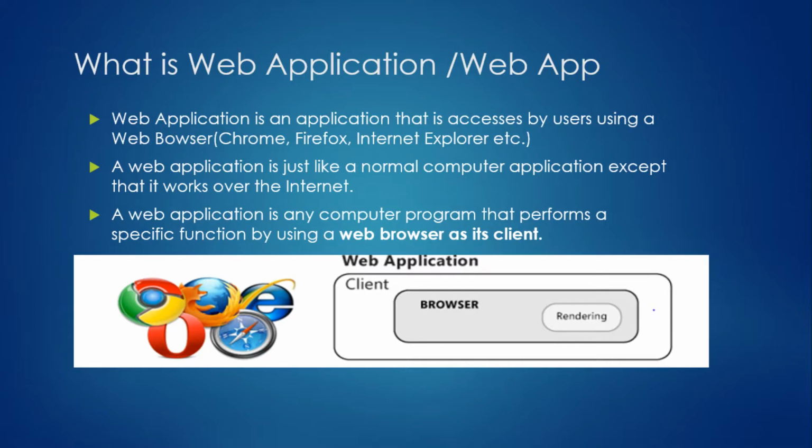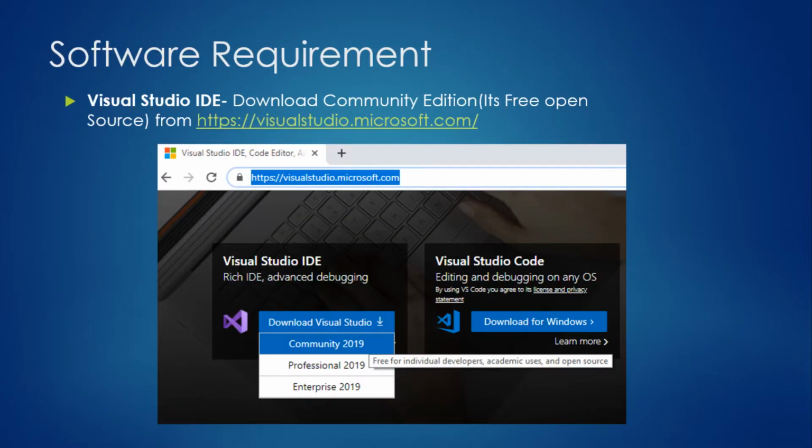So that is about the web application framework, we will learn in detail in coming videos. Then next we learn about the software requirement. So for developing an ASP.NET application, what is the software requirement? We can use different IDEs for that. IDE means integrated development environment. So for developing our application, we use the Visual Studio IDE.